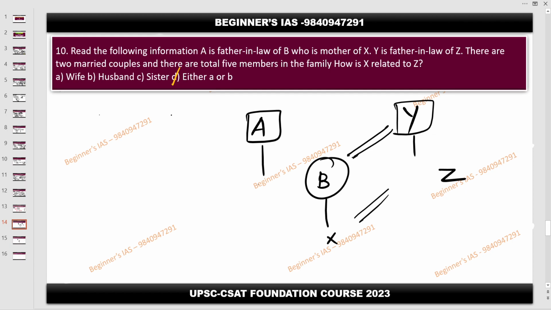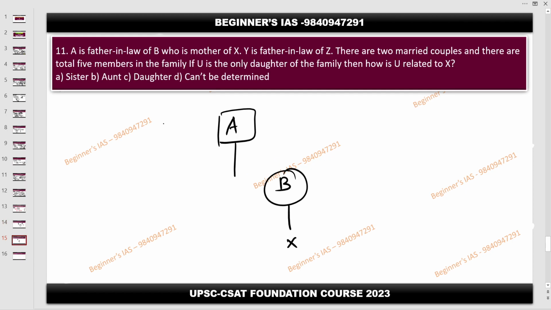So here it is in this generation. Now come to this question. Y is the father-in-law of Z. There are two married couples. There are total five members. So where should I place Y? Y is the father-in-law of Z. There are two married couples. So one married couple, this person. Two married couples means Y should be here, Z should be here.